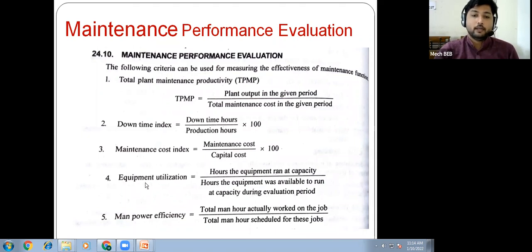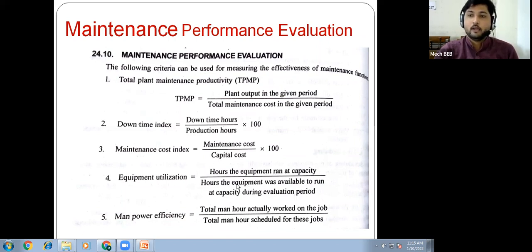Then next one is the equipment utilization. So utilization, we know, is how effectively the design capacity of that particular system is used. So that is nothing but utilization. So equipment utilization will be given as hours the equipment ran at full capacity, and hours the equipment was unavailable to run at capacity during the evaluation period. Okay, so consider a particular time period, 1 day time period or 1 hour time period.